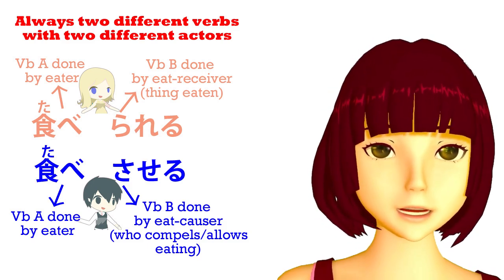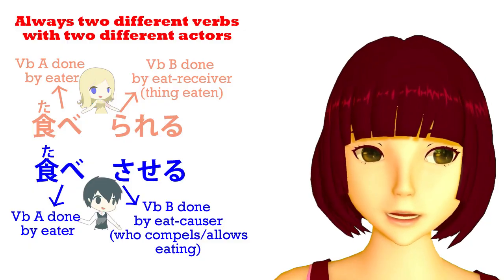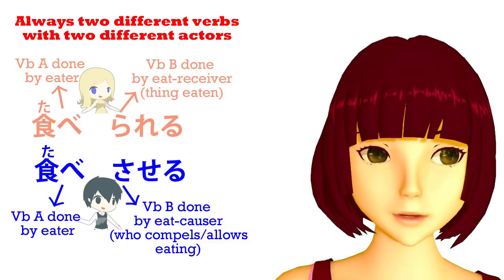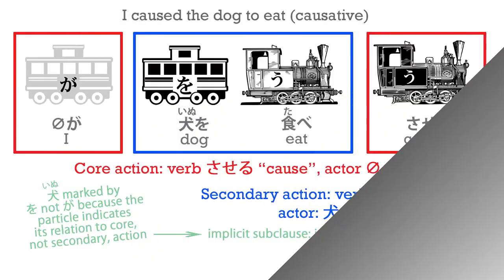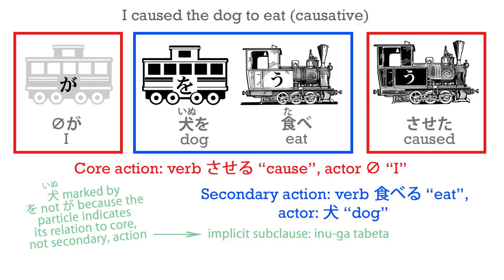Now it's exactly the same with the causative. We always have two actions performing the two different verbs. So if we say, inu ni tabesaseta, which means I caused the dog to eat, there are two actions going on. There is the act of eating, which is being done by the dog, and then there is the main action, the core action of the sentence, the action of causing, which is done by me.